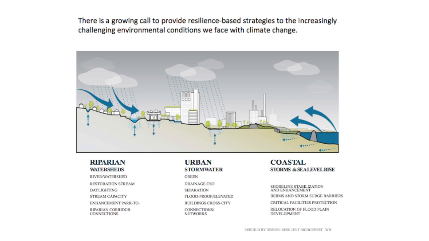There's a growing call to provide resilience-based strategies to the increasing challenges in environmental risks that we face with climate change. And when you look at Wagner and Ball's sketch with Resilient Bridgeport, defining 3 different types of water: the watershed, the urban city water and impervious surfaces dealing with stormwater, and the coastal water. You can think about, these are just 3 aspects of water systems in urban cities that we're trying to address and deal with. And it's a level of complexity and concern in terms of how to manage, modify, and design for these kinds of risks.